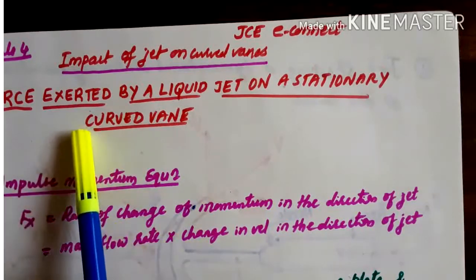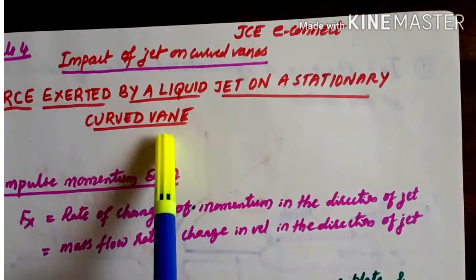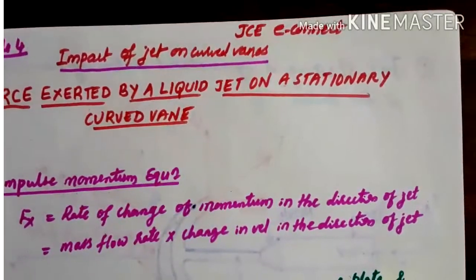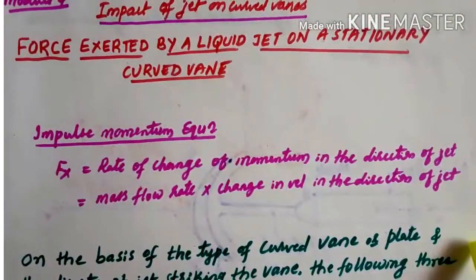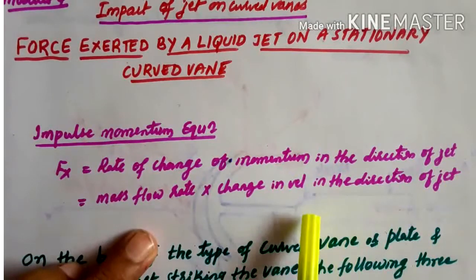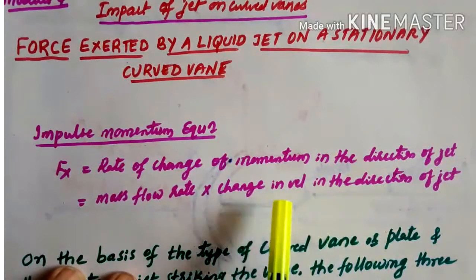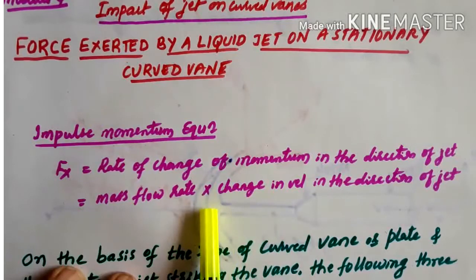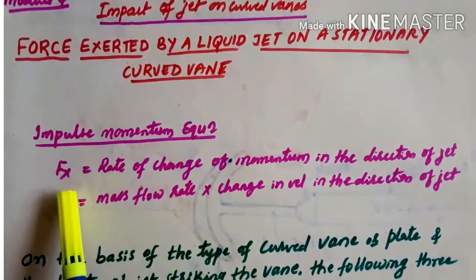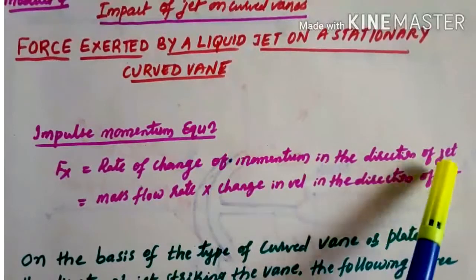That is, force exerted by a liquid jet on a stationary curved vane. In this, as we know, we have to use the impulse momentum principle, since the force is acting in a very short interval of time on the vane, and that force we need to calculate by using the impulse momentum equation. What that equation says is that the force in x direction is equal to the rate of change of momentum in the direction of jet.